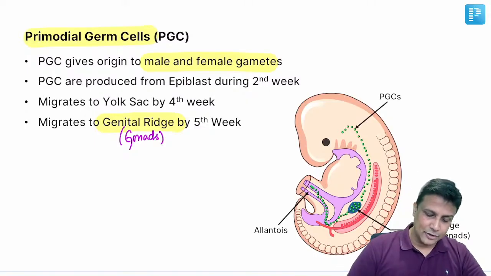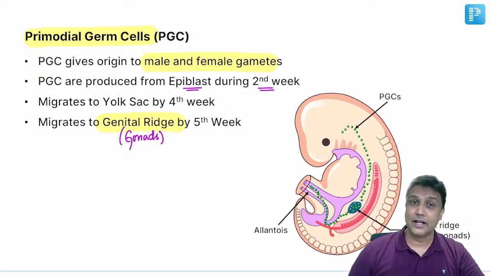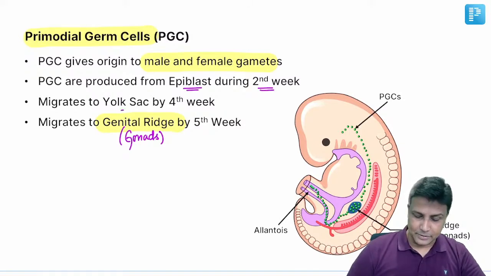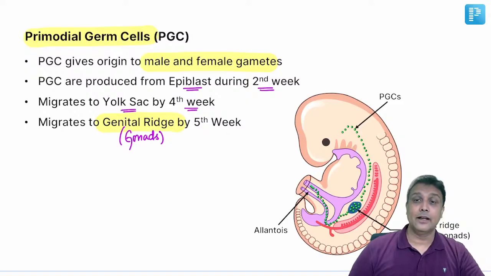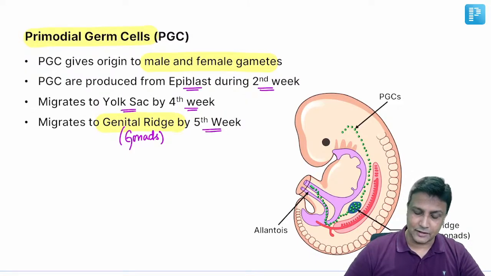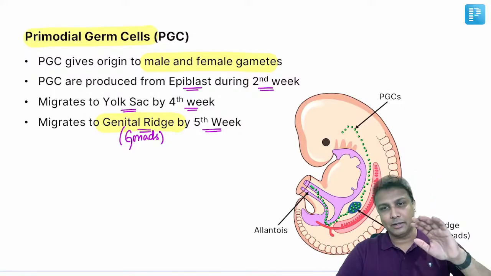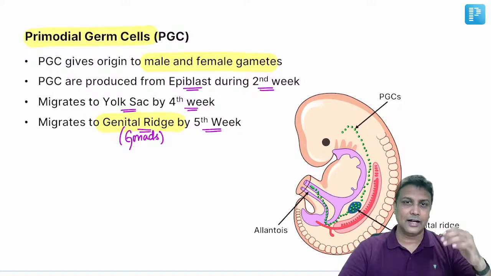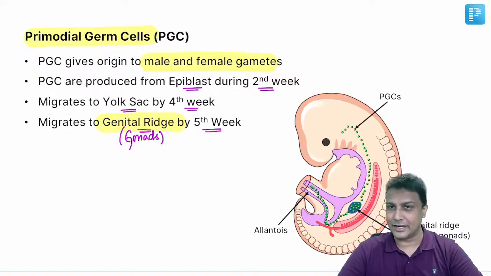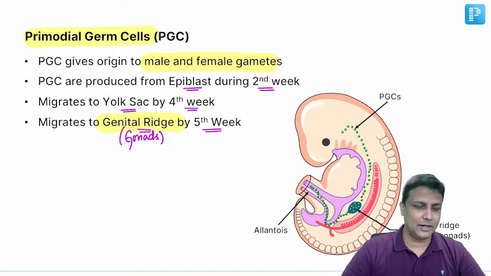First point, already asked in your exam: primordial germ cells are produced from where? Answer, epiblast. When is it produced? Second week. From there, they will go to the yolk sac by the fourth week. And then from there, they are going to migrate to the genital ridge by the end of the fifth week here. This question was also asked in your exam. So they are migrating from the epiblast to the yolk sac, and from the yolk sac, they'll finally go to the genital ridge. This is the normal migration.